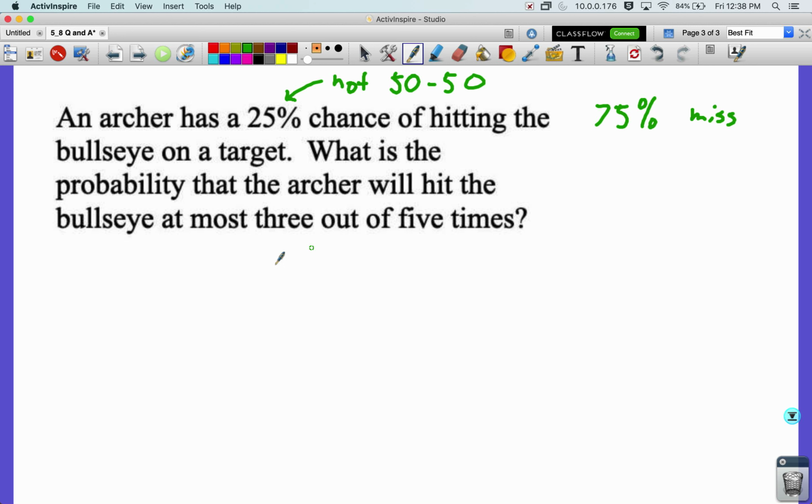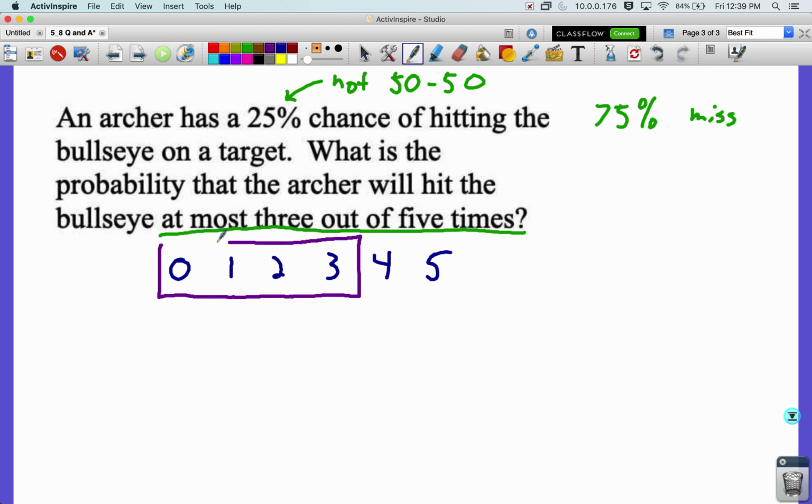And then what's making this even a little bit more difficult is this "at most 3 out of 5 times" language. So that creates a range of possibilities, and you have to figure them all out individually. Sometimes I like to write out all of the possibilities and then box the ones that I want. So we can hit the target 0, 1, 2, 3, 4, or 5 times. What is the probability that we hit at most 3 out of the 5? So at most, that would be 0, 1, 2, or 3. So this is the probability we're looking for in terms of hits.